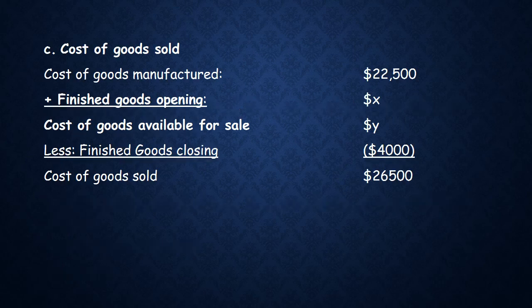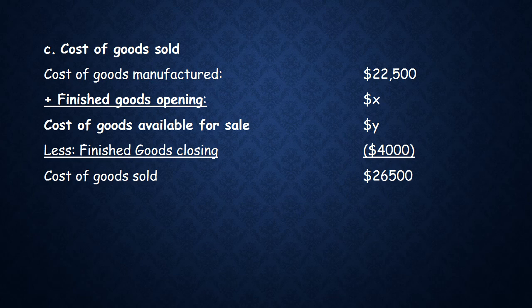Next, to calculate cost of goods sold, in this particular question, you are given cost of goods manufactured, and there's missing information in the form of finished goods opening balance and cost of goods available for sale. Rearrange all the information provided to you in this format so that we know how to go about this. You are given finished goods closing balance, and you are also given cost of goods sold. So how will you proceed further?